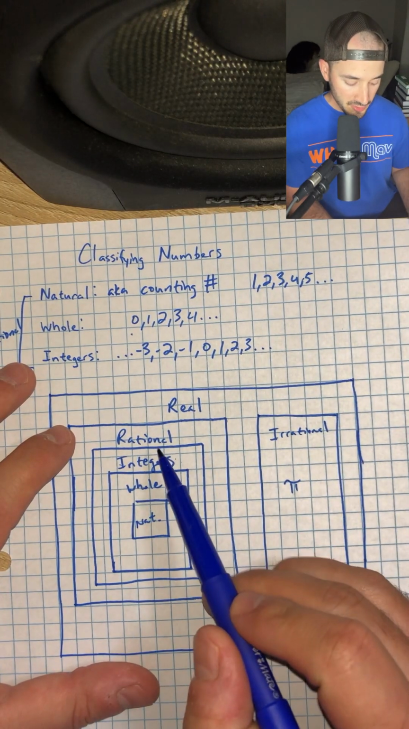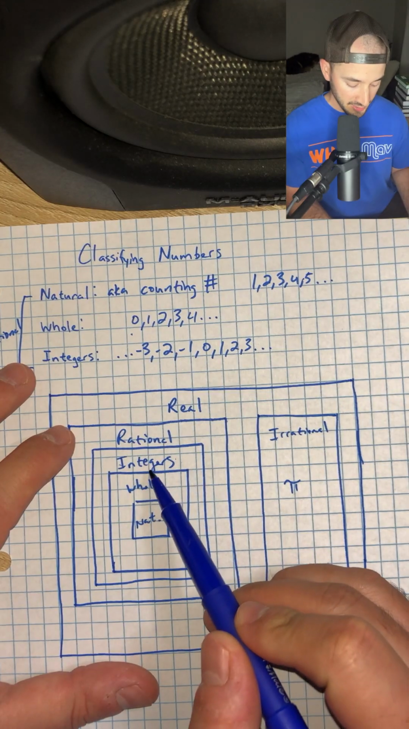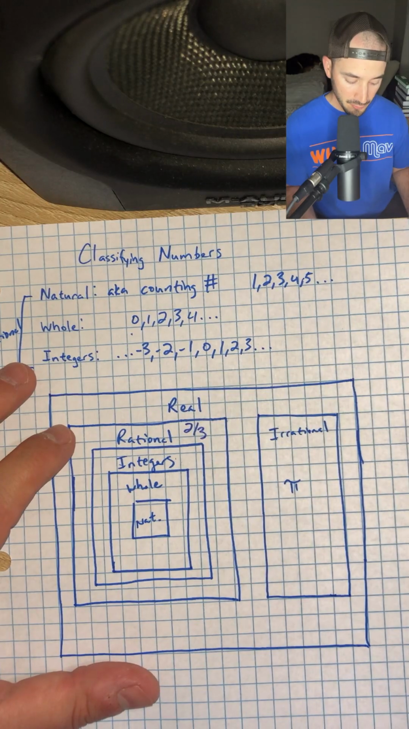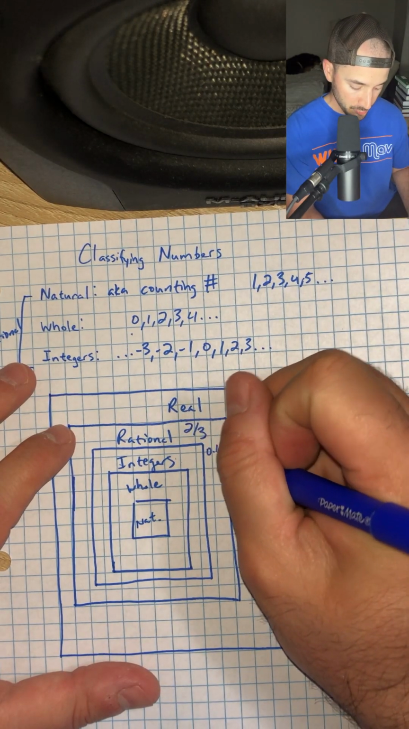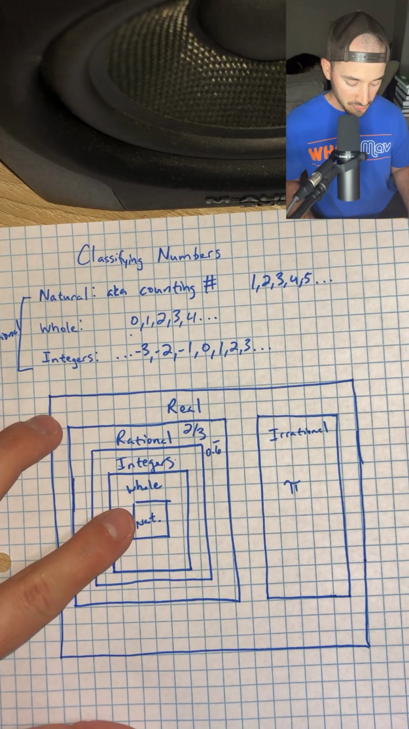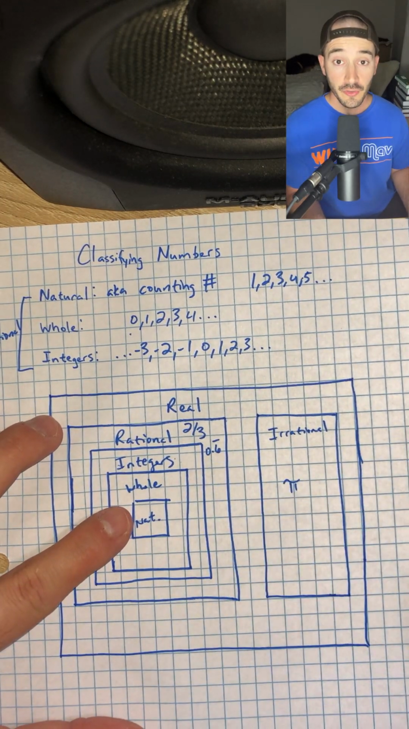Now, what would be a number that's rational but not an integer? Well, we could say 2/3, because 2/3 can be written as 0.6 repeating, all right, but it's not an integer, whole number, or natural number because it's not a nice whole number without a decimal.